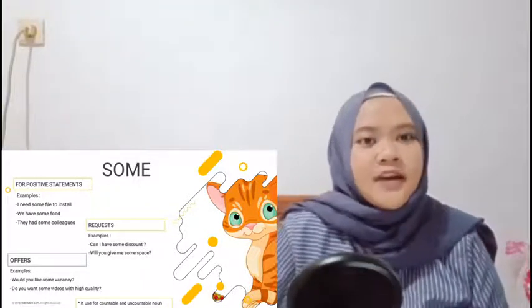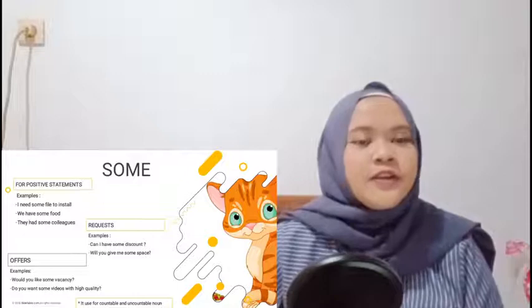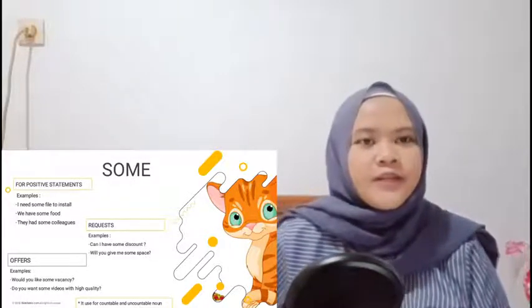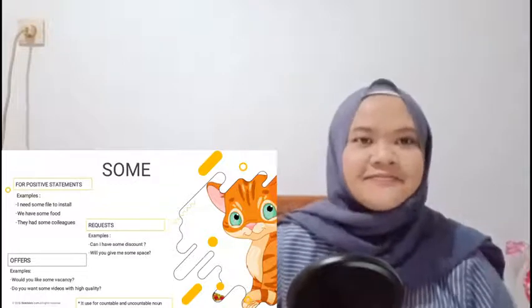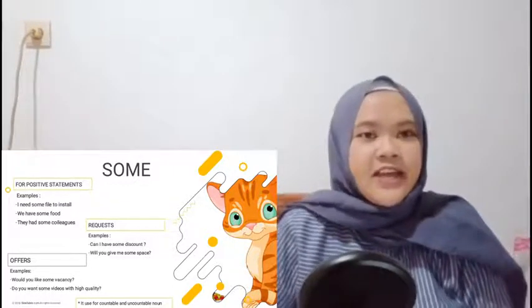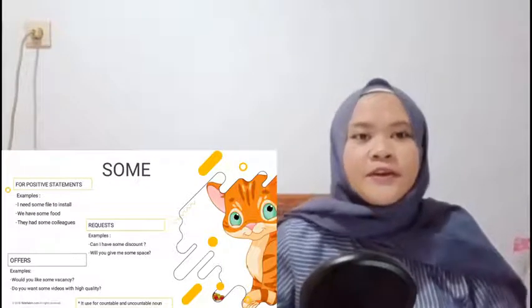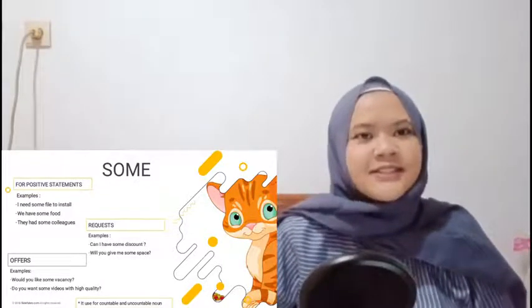And the second, we have some food. So some comes before the word food. Food is a noun. And the third, they had some colleagues. So some comes before the noun phrase, colleagues.